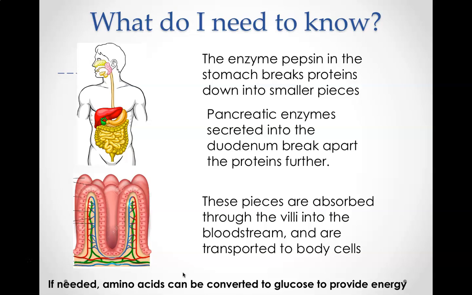So basically we have this connection between all three of our macromolecules that we've talked about: carbs, lipids, and proteins. They can all be converted into glucose to provide energy. Some just require more of a process than others. It's much more of a process for amino acids and lipids to be converted than it is for carbs to be converted.